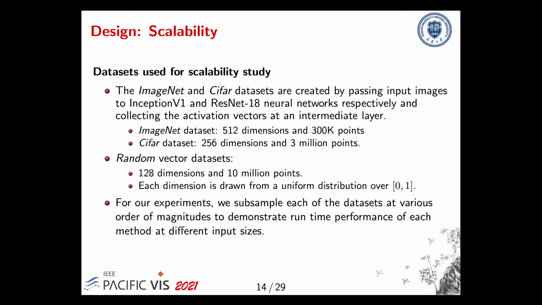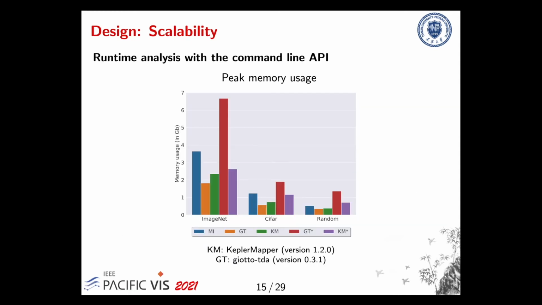To demonstrate that our strategy will speed up any DBSCAN-based mapper framework, we also include a modified version of Giotto TDA and Kepler Mapper, which are sped up using our strategy. We first show a comparison of peak memory usage. The GT star and KM star are Giotto TDA and Kepler Mapper with our speed-up strategy. In general, there is a space-time trade-off, as we pre-computed the distance matrices for faster computation.